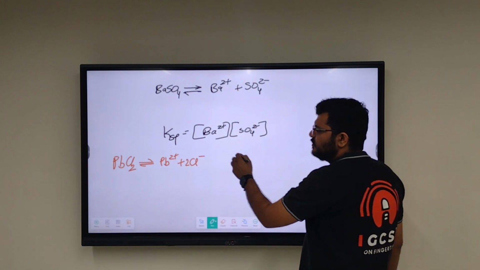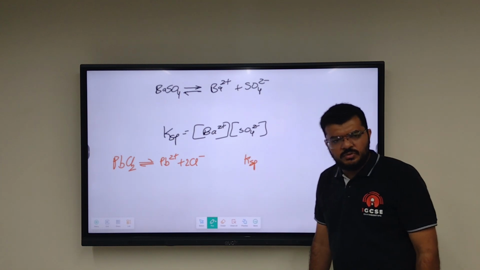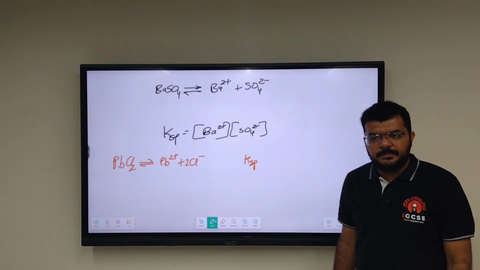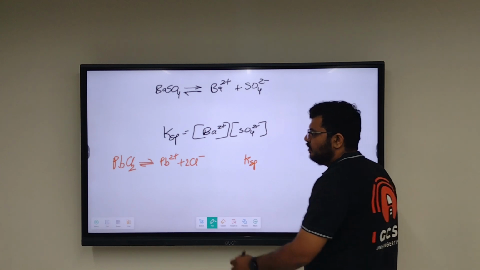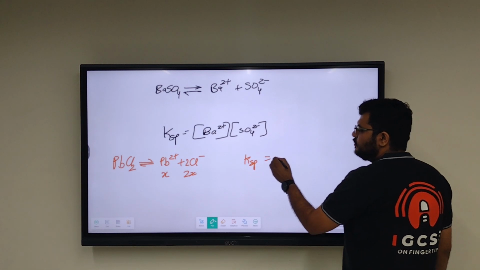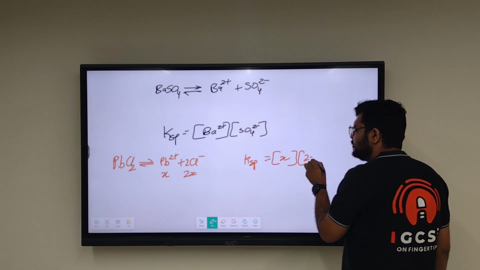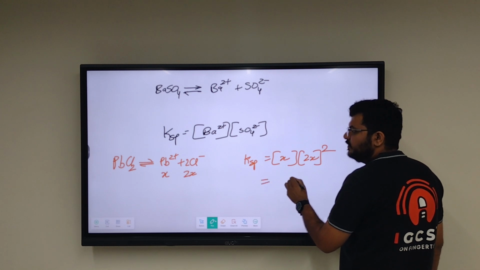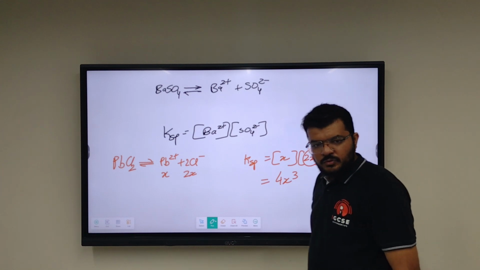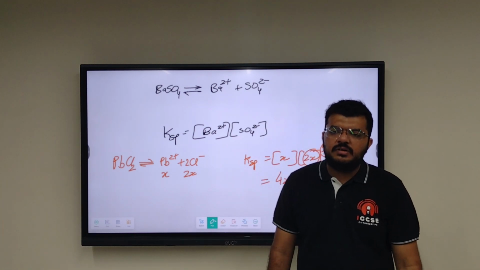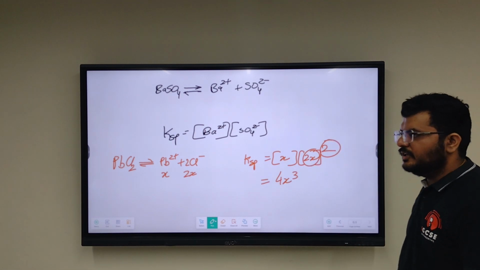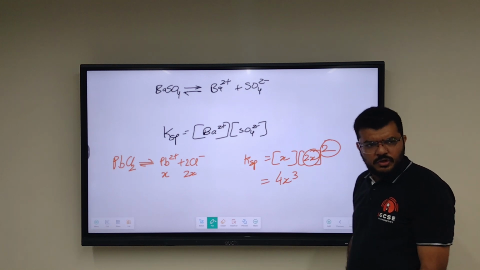They will tell you that KSP of PbCl2 is known. Find out the concentration of Pb2 plus. What will you do? You will take the concentration of this as x and therefore the concentration of this is 2x. But KSP is equal to x into 2x raised to power 2. This will become 4x cube. You make a mistake here and here. Even if you know what KSP stands for, you will not get your marks. So remember to look for stoichiometric ratios in KSP. It is just about solubility.